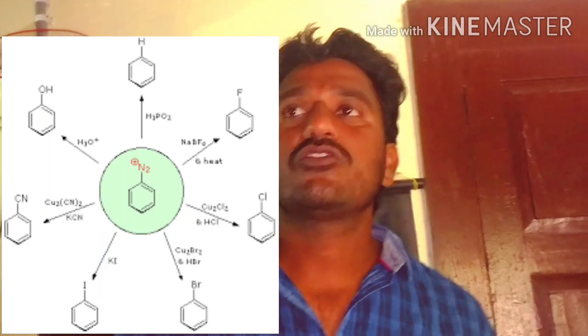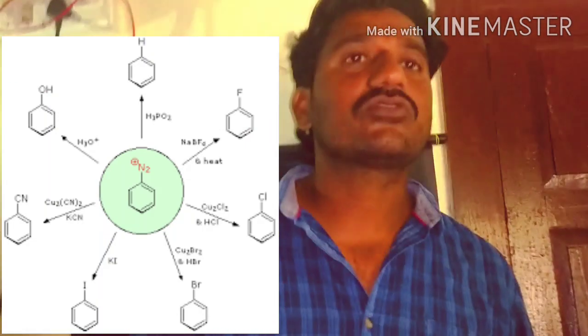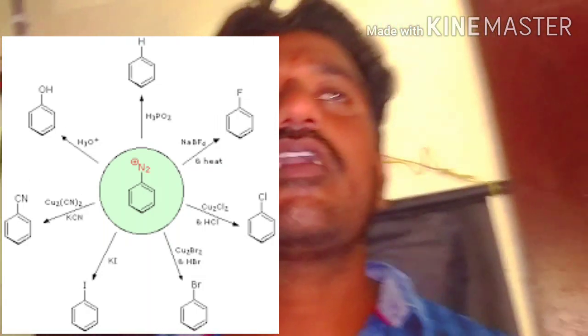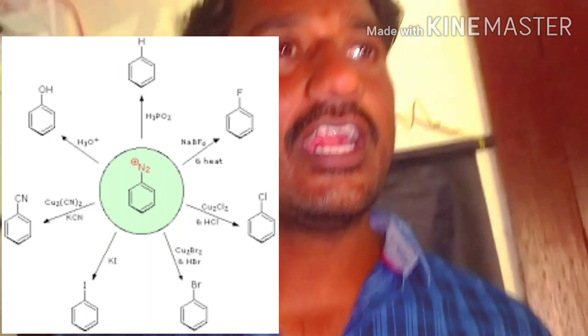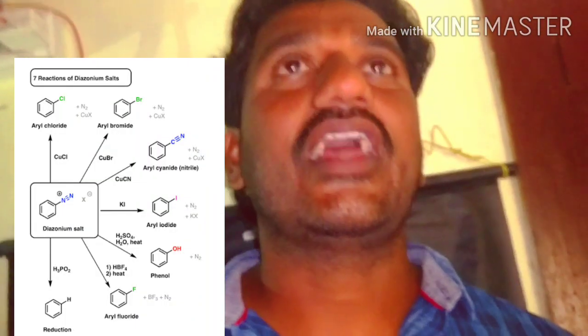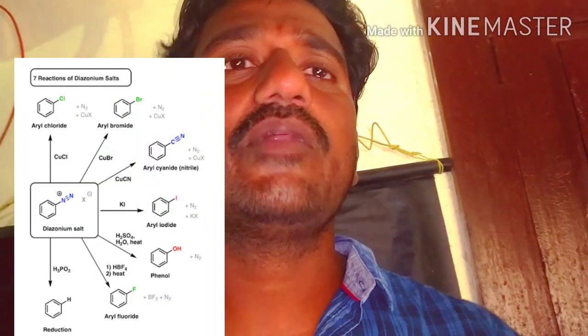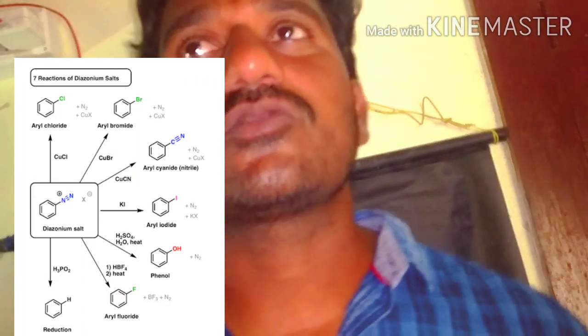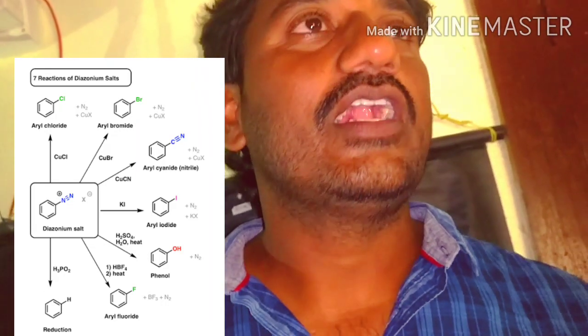What are the uses of aryl diazonium salts? They have very broad uses, as an intermediate for preparing many aromatic compounds. We can prepare aryl halogen compounds, biphenyl compounds, phenols, and aryl ethers. We can prepare many compounds using the aryl diazonium salt as an intermediate. That's why we are studying aryl diazonium salts.